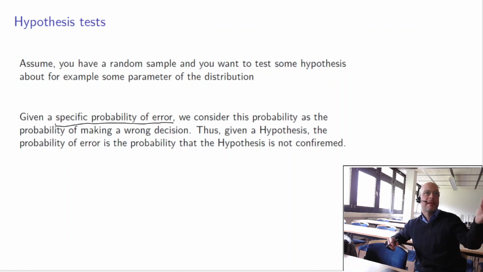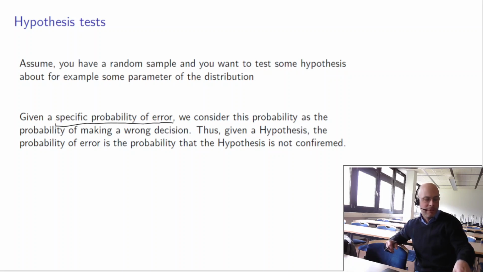And therefore, this specific probability error is the probability that our hypothesis would not be confirmed, or that our hypothesis is actually not true for a given probability error.